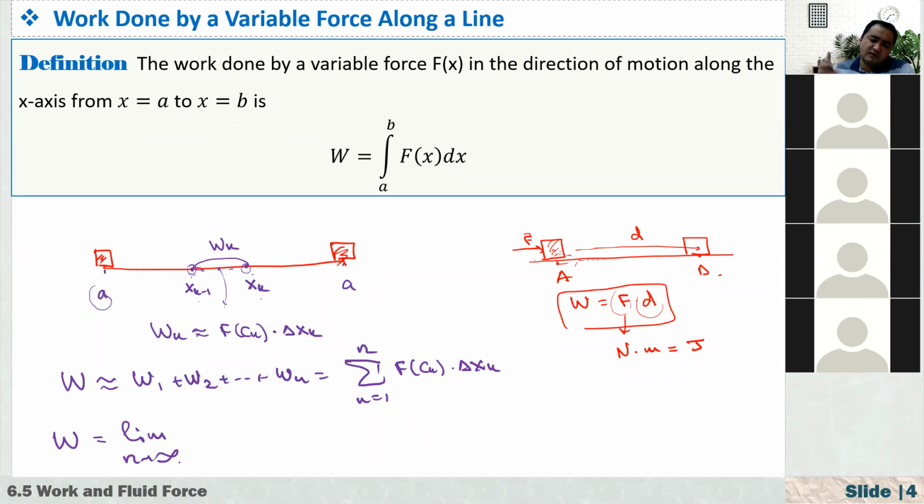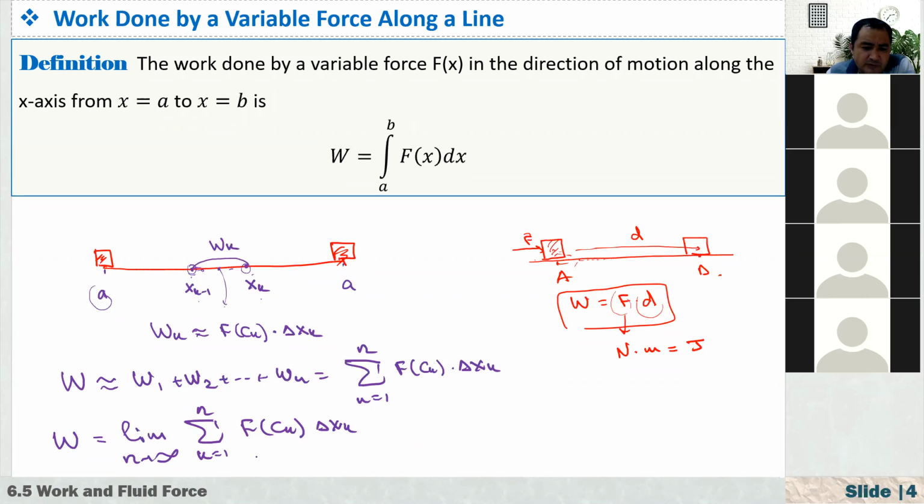That means that now we are dividing our subintervals into very, very small subintervals. If you are moving or covering a short distance during this time, the force almost does not change. It's like speed-time problems. So here we have the sum from k equals 1 to n of f of c sub k times delta x sub k.